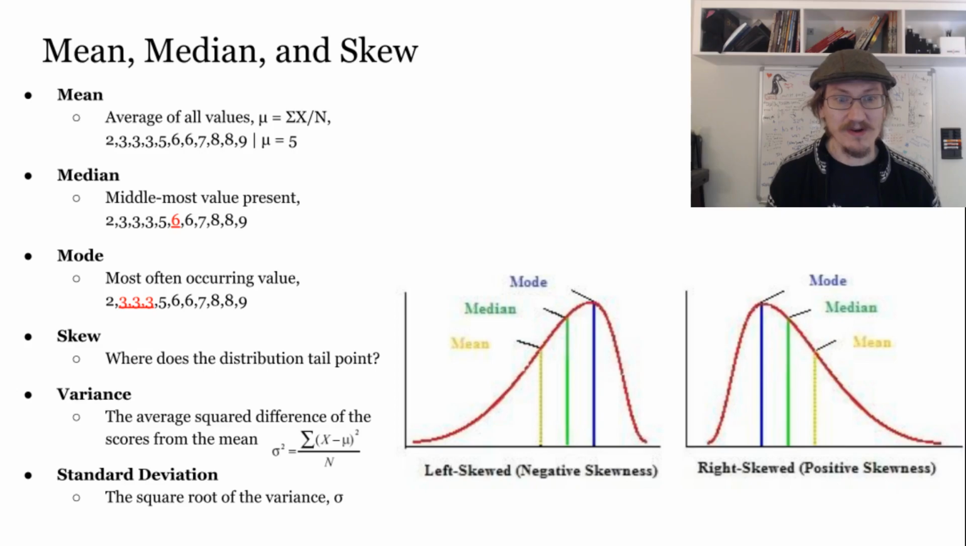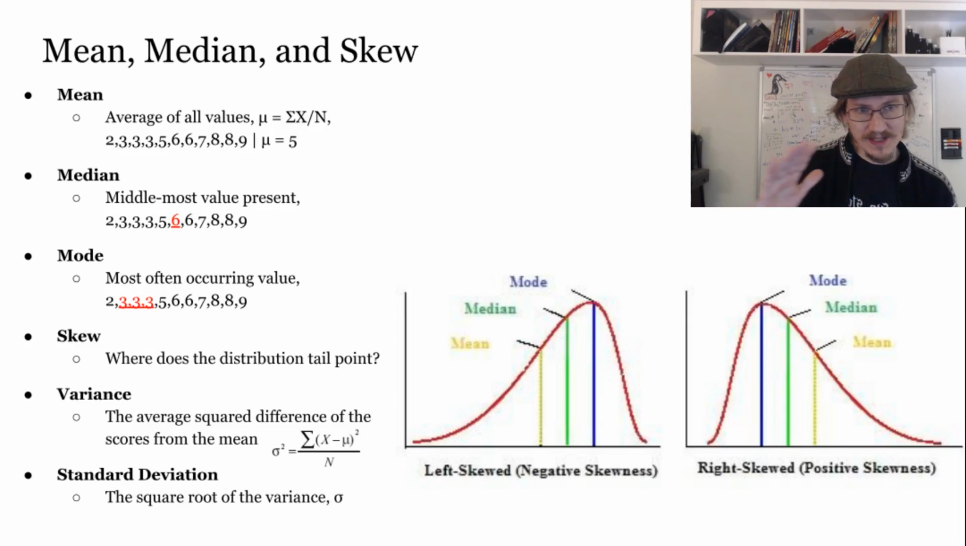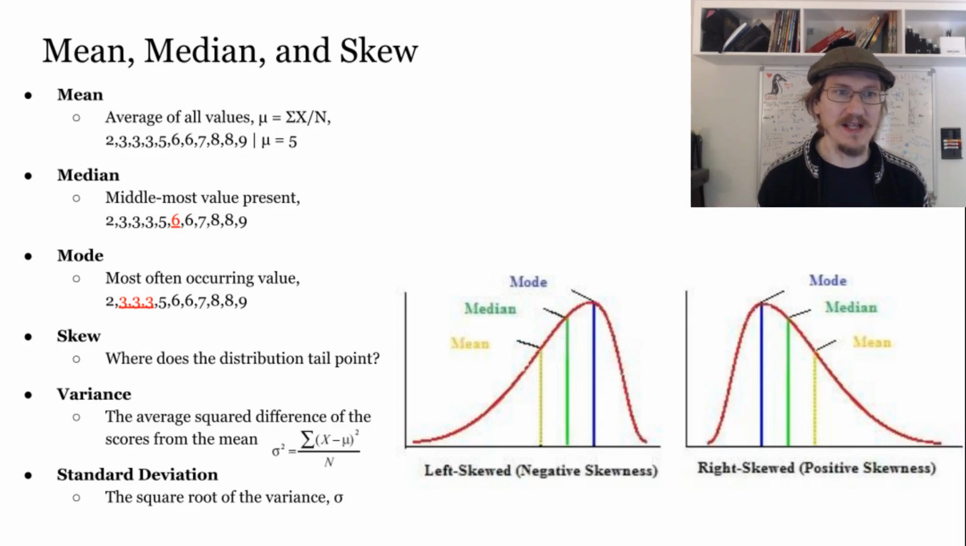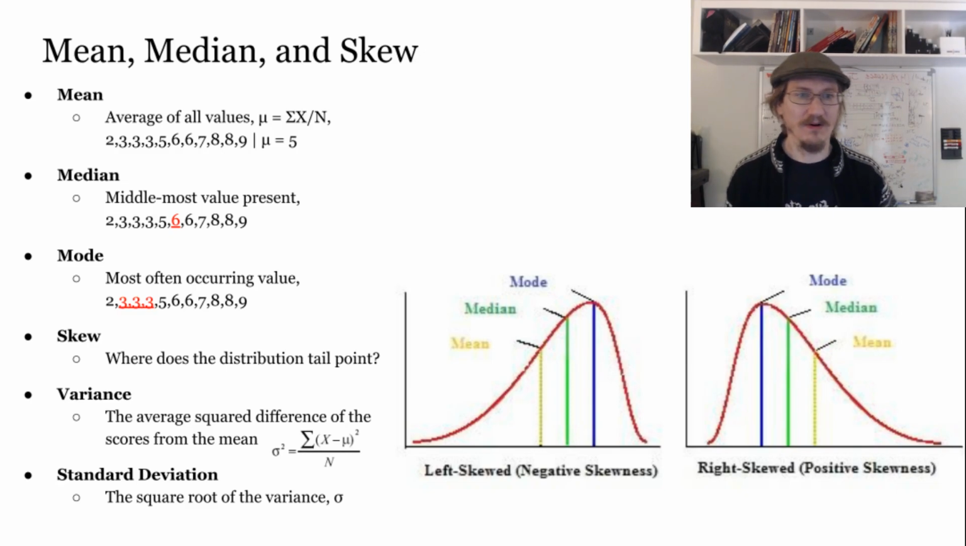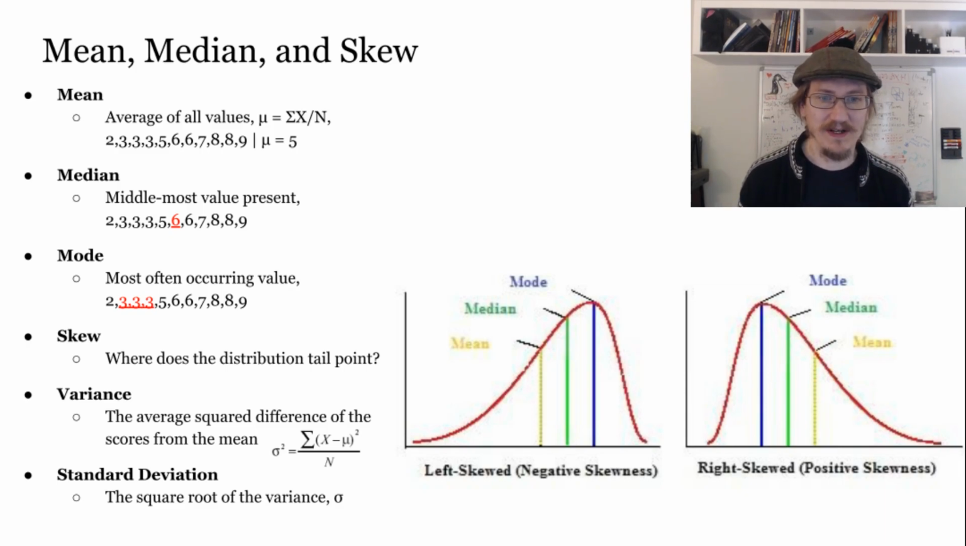Left skewed, or negative skewness, is where the long tail is running down to the negative end of the number line. And right skewness, or positive skewness, is where the long tail runs down to positive infinity. So now what that means is that the mean, now remember the mean is the weighted average, right?